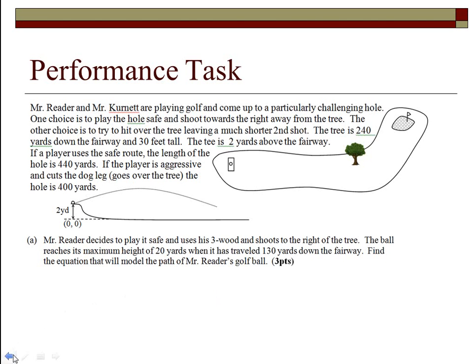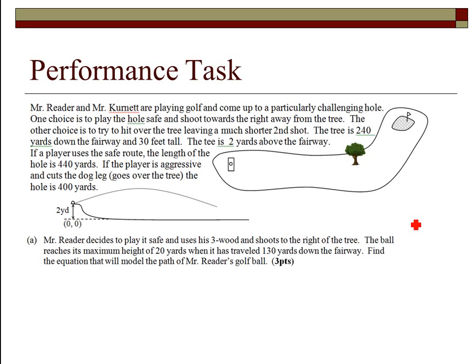Okay, the last part of this review is our performance test. So this one's worth a lot more than the other ones. It's 14 points total. And we have a situation of a golf challenge. So you're going to get some kind of a situation, most likely dealing with parabolas. That's why you want to make sure you really know how to work with your parabolas.